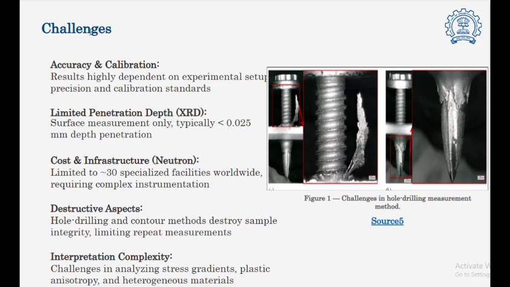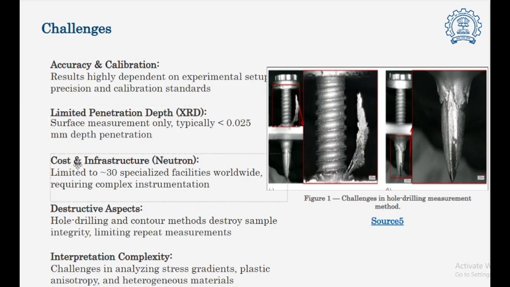So now let's see the challenges we faced in these experimental methods. Our first challenge is accuracy and calibration. As we have seen in the previous slide, there are different precisions and calibration standards for different experimental methods and different experimental setups. So this creates the first challenge, accuracy and calibration. The next challenge is in the XRD method, that is the limited penetration depth, as it has a maximum of 0.025 millimeter depth penetration.